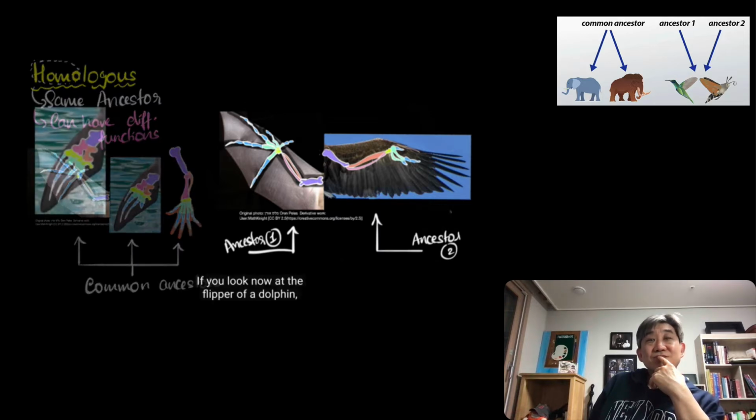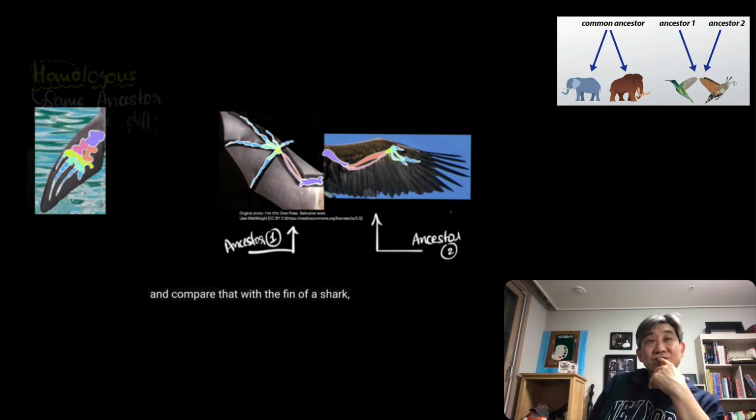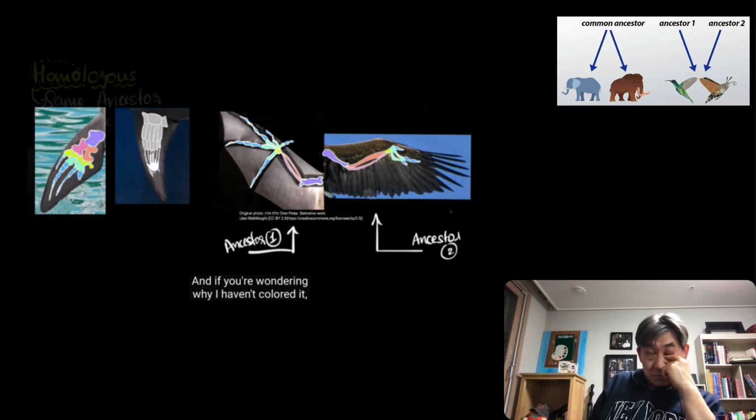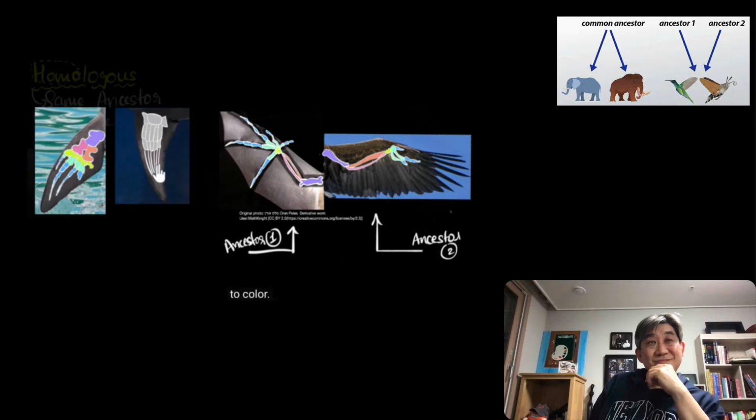If you look now at the flipper of a dolphin and compare that with the fin of a shark, then if you look at the bones of the shark, it might look somewhat like this. This is an approximate drawing, okay? And if you're wondering why I haven't colored it, it's mainly because there's nothing similar between them to color. These are made of bones, very similar to our hands. These are not even bones. These turn out to be made of cartilages.